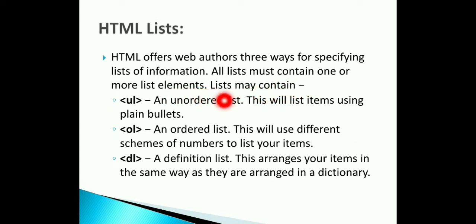Lists may contain UL, an unordered list. This will list items using plain bullets. Second one is OL, an ordered list. This will use different schemes of numbers to list your items. Third one is the DL, which is a definition list. This arranges your items in the same way as they are arranged in a dictionary.